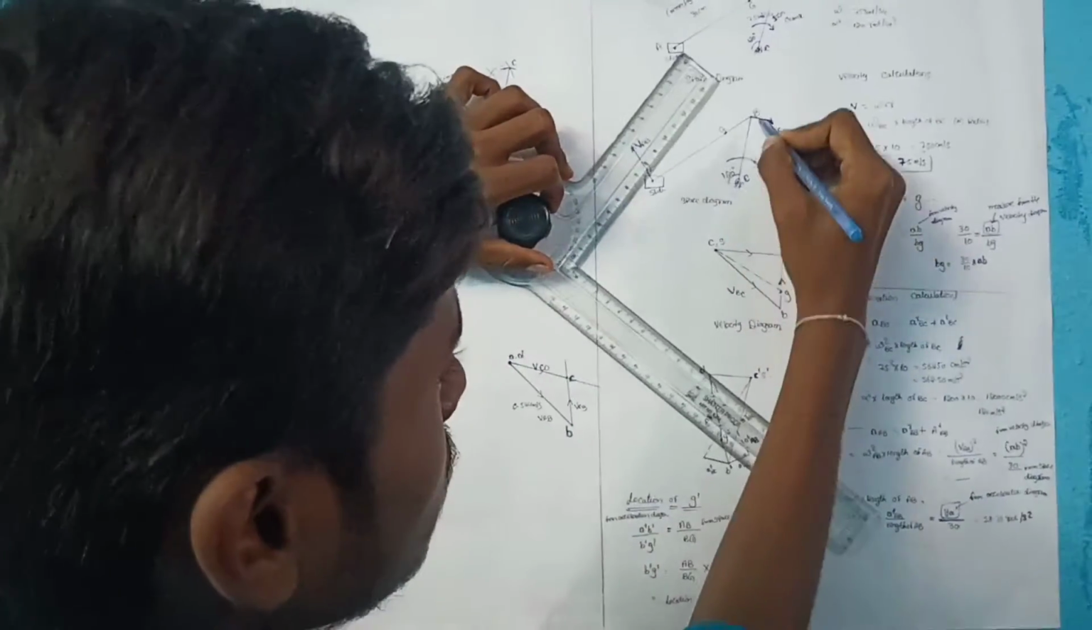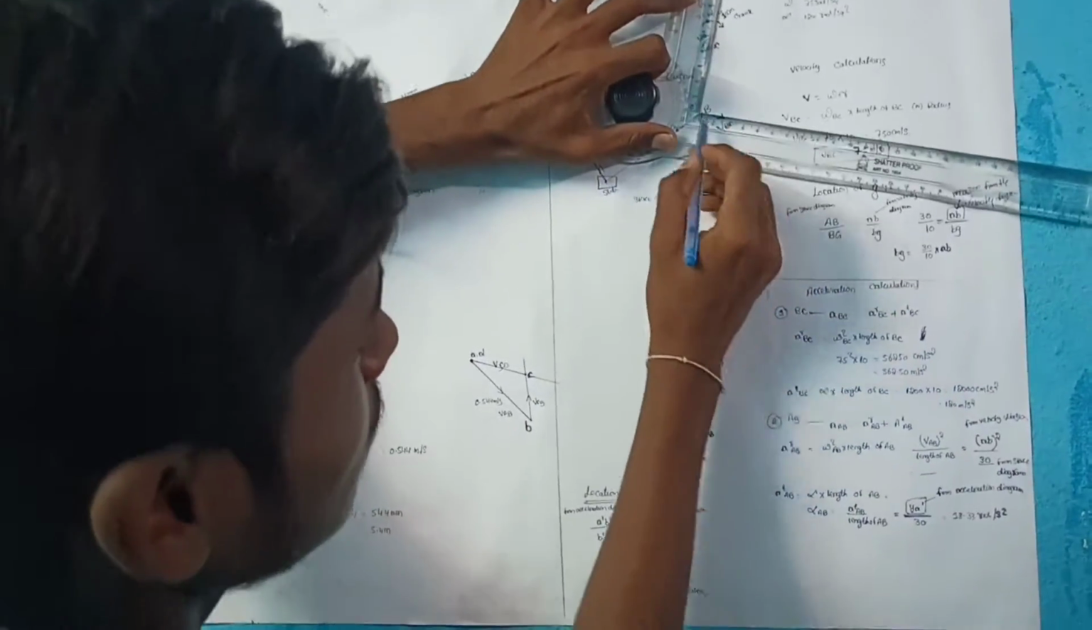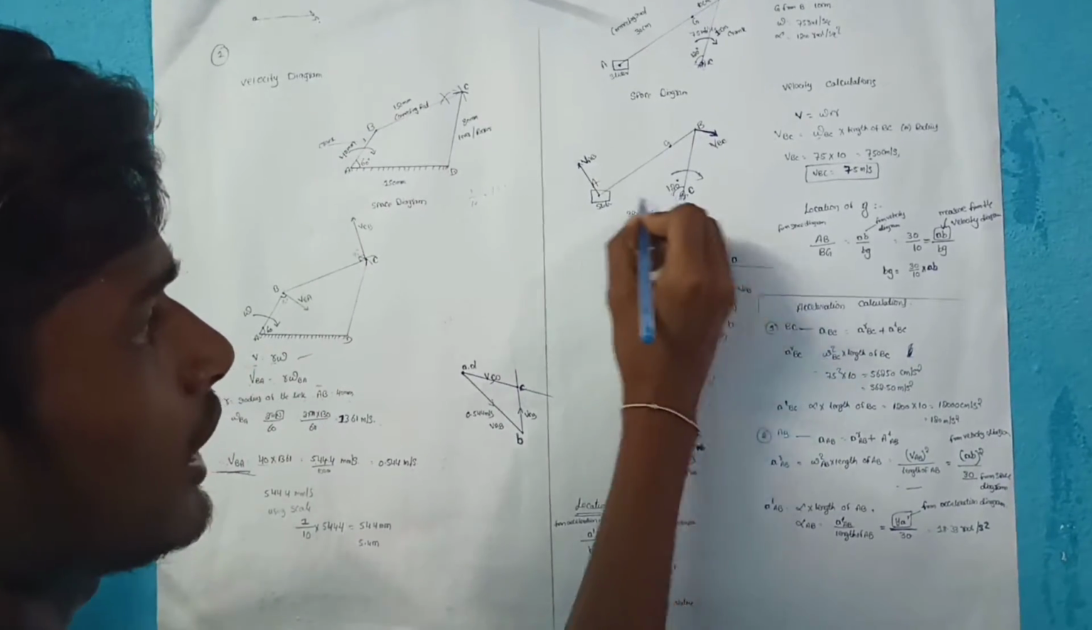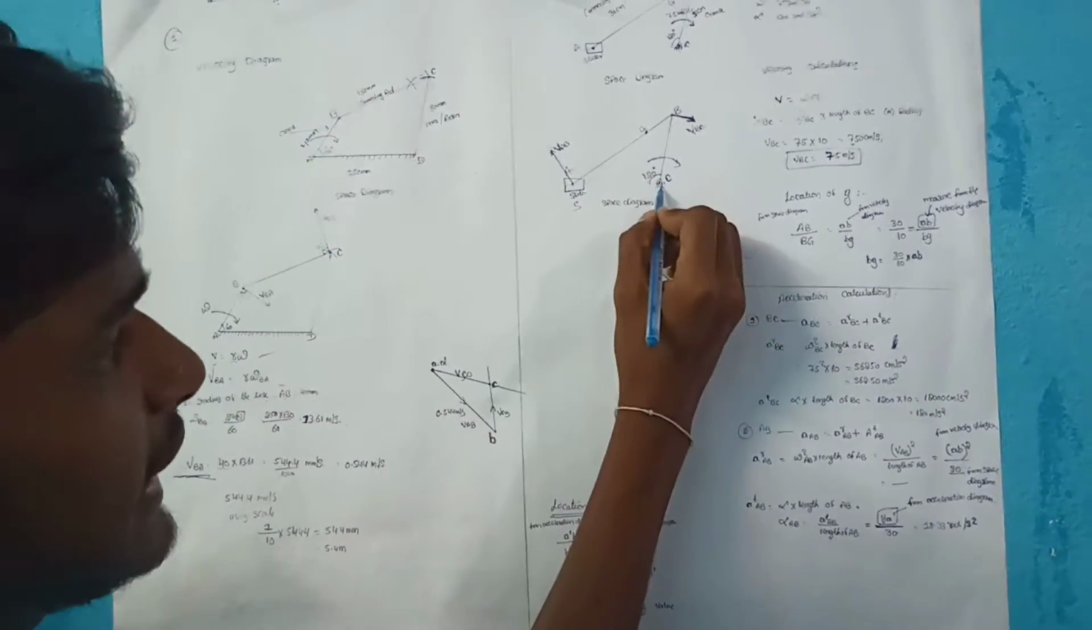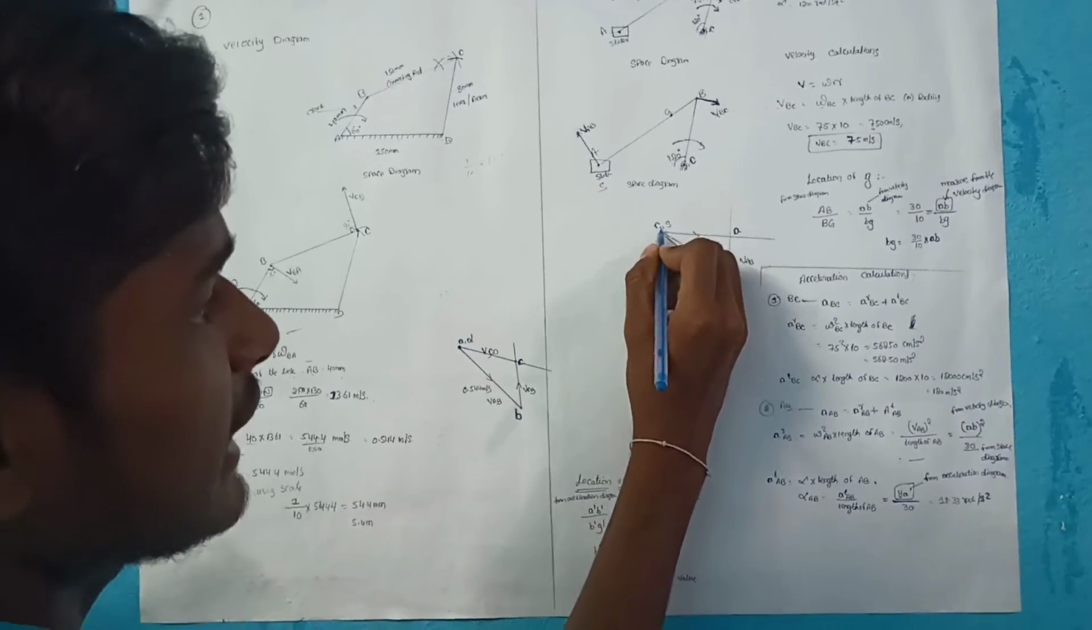So now, first link CB. Fix a drafter scale here, perpendicular to the link. First of all, we want to make the fixed points, which links are fixed. C is a fixed point and S is a slider which is moving. So for that, C comma S.